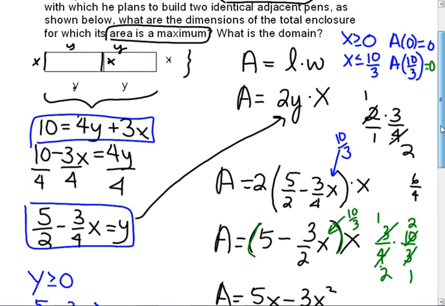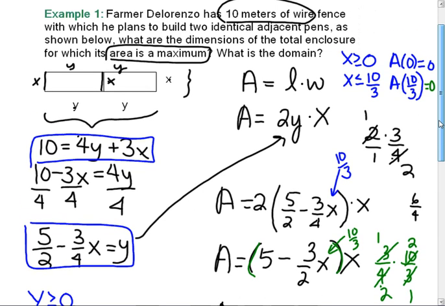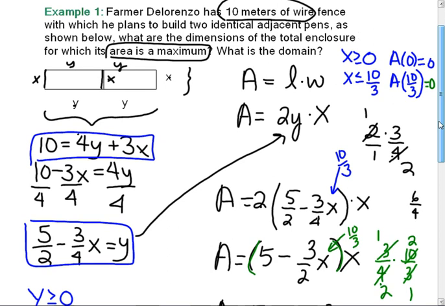Okay, and does it ask for the area? What's it ask for? What are the dimensions of the enclosure? Didn't ask for the area. So what's x? X was equal to what, 5/3? Right. And then we have to figure out what y is. So I'm going to have to take this and put in my 5/3 there. It's not going to be that bad.